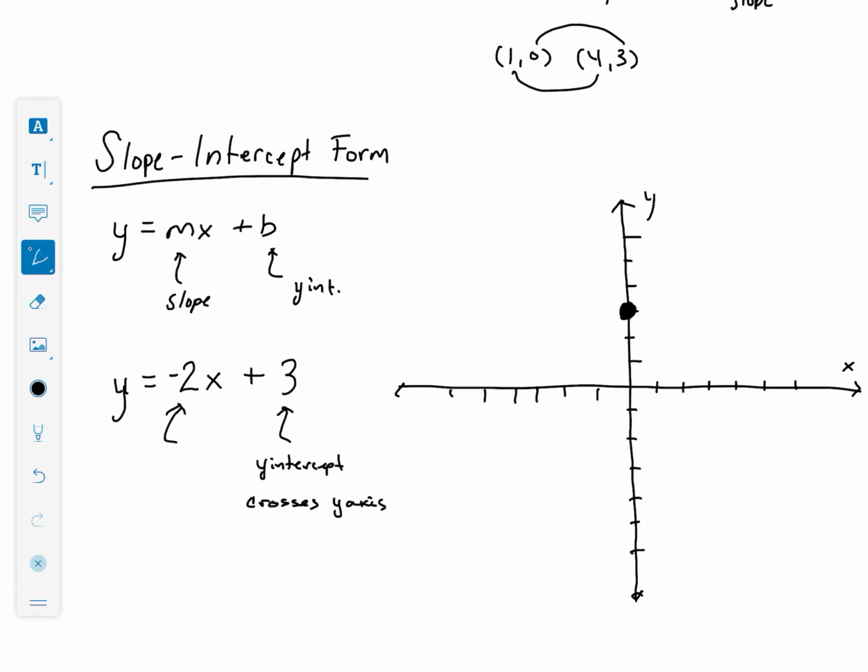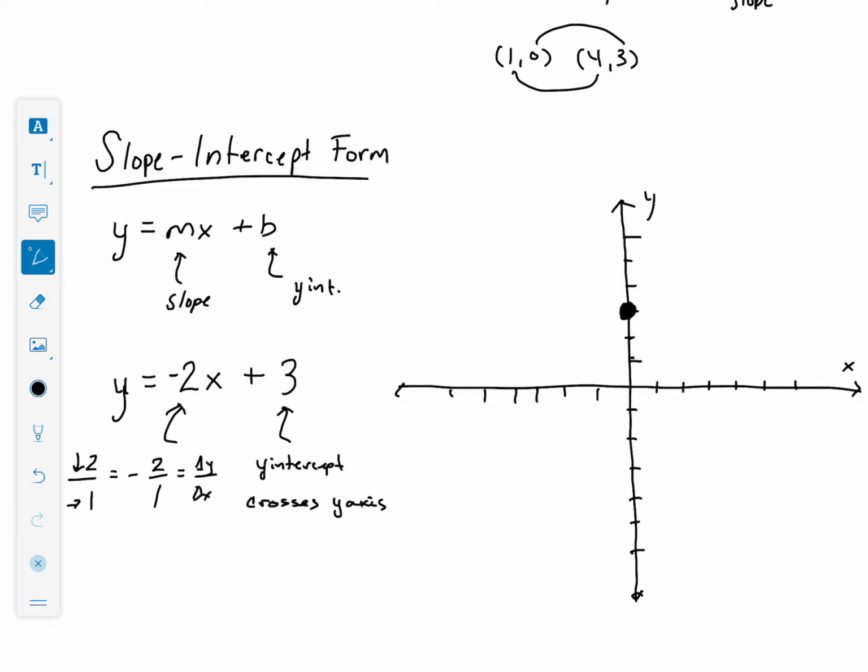Well, my slope is technically always written as a fraction, so I can always write this as negative 2 over 1. My rise of negative 2, and my run of 1. Again, the change in y over the change in x. So this tells me that I really must go down 2 units as I go to the right 1 unit.